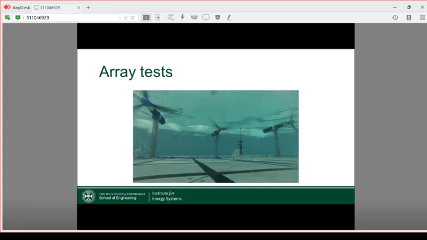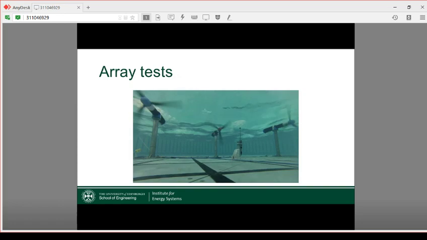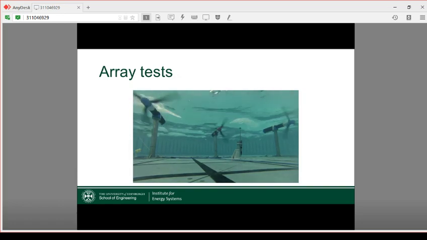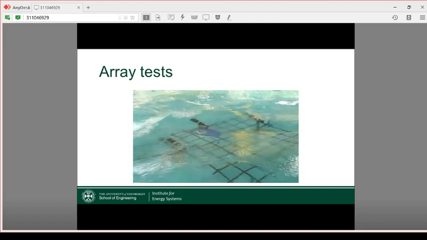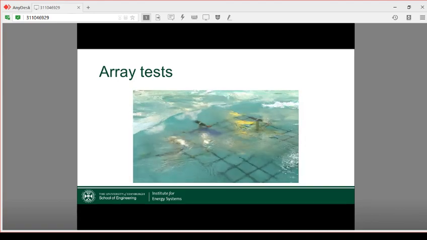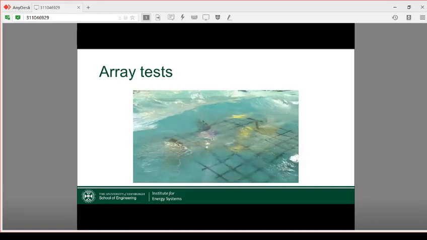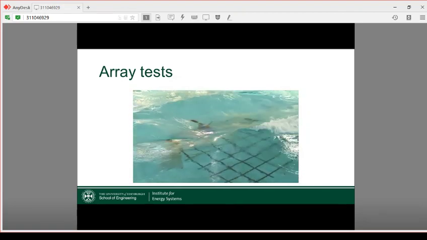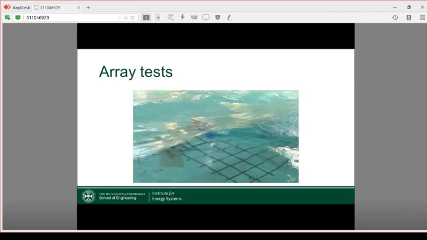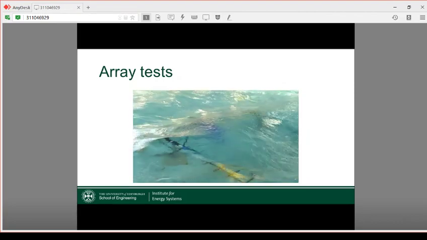So here we are, this is the turbines under waves and current. This is with waves that are opposing the current in the test facility. And this is what it looks like from above. And you can see that the waves are steepening and shoaling and breaking over the top of the turbines. And these are actually very similar to the conditions that I showed you the ocean measurements of at the beginning of the talk.